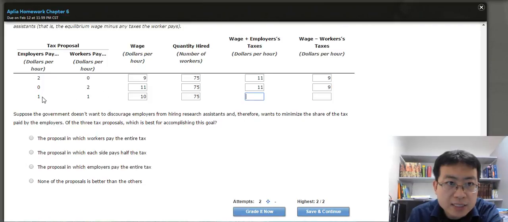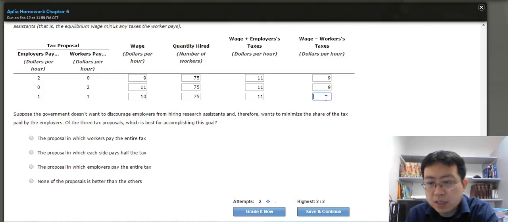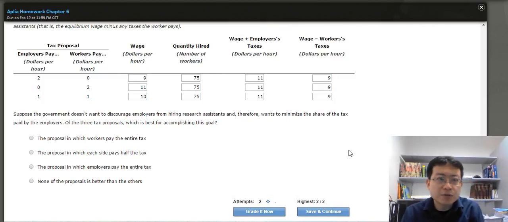Now your wage plus employer tax: the employer tax in this case is $1, so 10 plus 1 gives you 11. And the next one, your wage minus worker tax, the wage again is $10 in this case, so 10 minus 1 gives you just 9. So 9 right here. Okay, so this is our table.